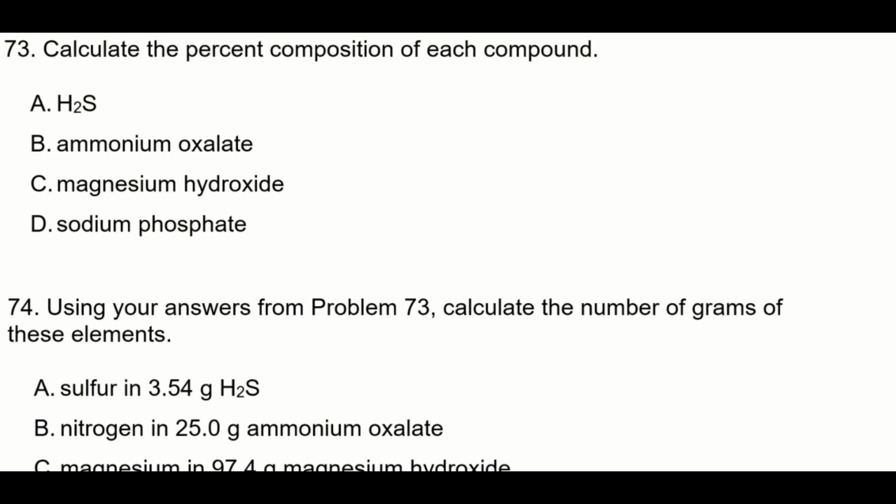We're going to answer both 73 and 74 in one video because 74 is asking us to refer back to problem 73. All right, let's get on to part A of 73. 73 is asking us to calculate the percent composition by mass of each of these compounds. So we'll need our periodic table.